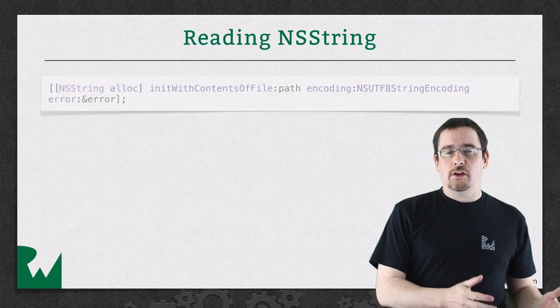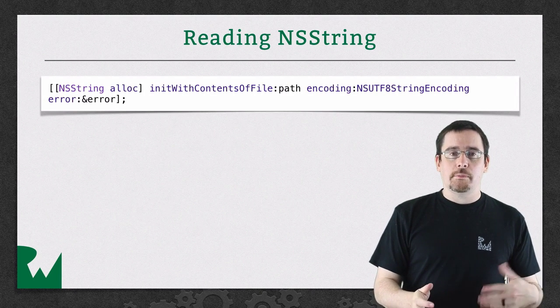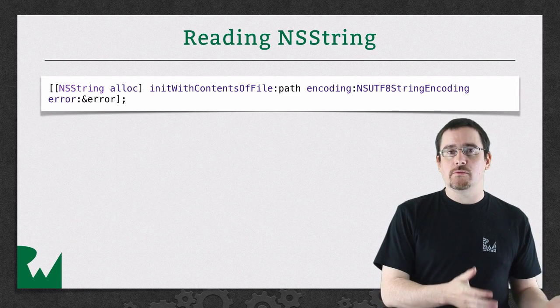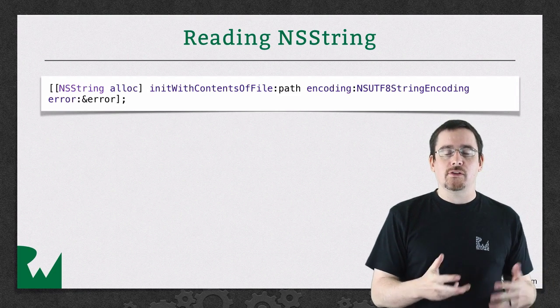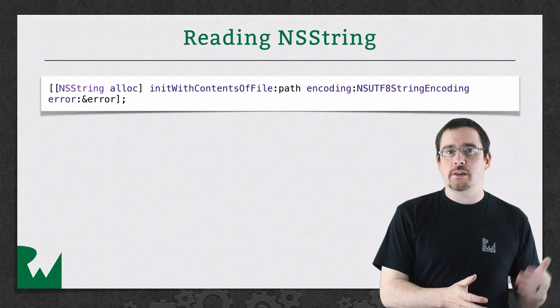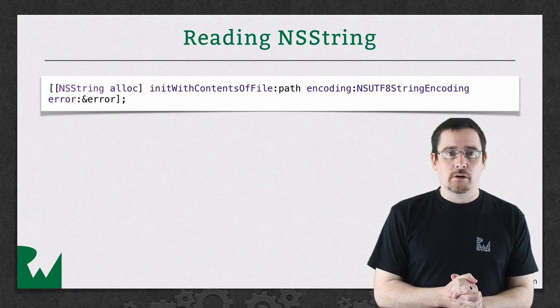You're going to do an NSString alloc, and then an initWithContentsOfFile. The first argument you're going to pass in is the path, with the location of where the file is on the disk. The next is the encoding, and again, you want to pass in the correct encoding of that string that was saved to disk. And finally, you're going to pass in the address of an error object.